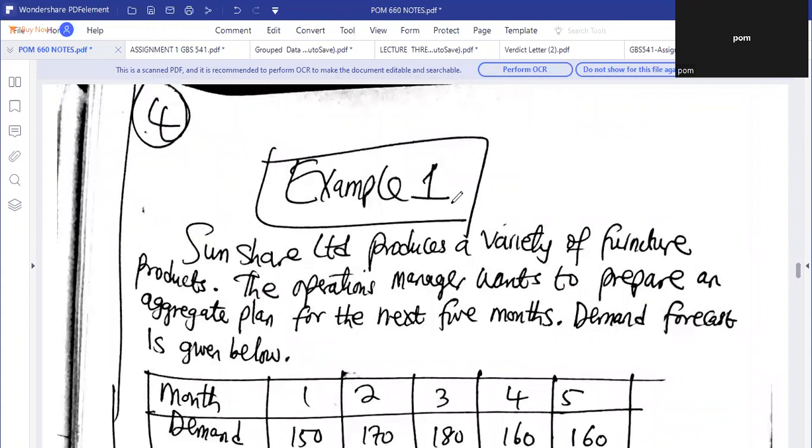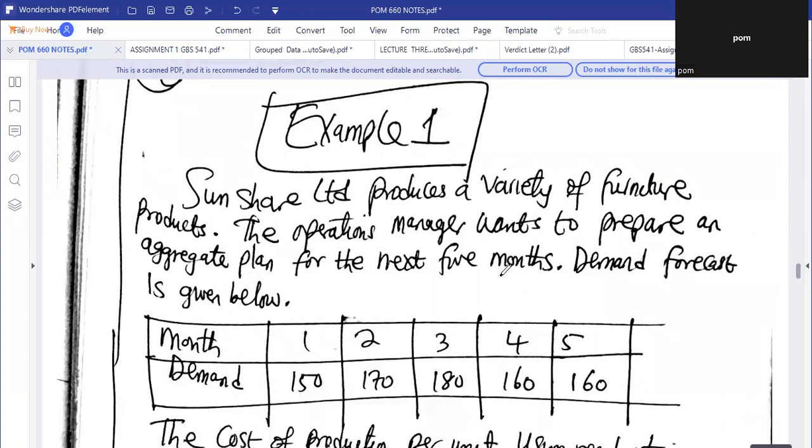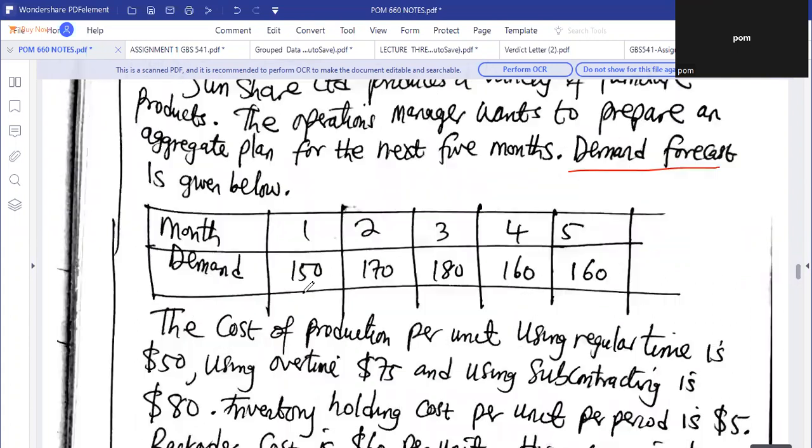Sunshare Limited produces a variety of furniture products. The operations manager wants to prepare an aggregate plan for the next 5 months. Demand is given below. For months 1 to 5, we have demand of 150, 170, 180, 160, and 160. That is the demand that we have here.